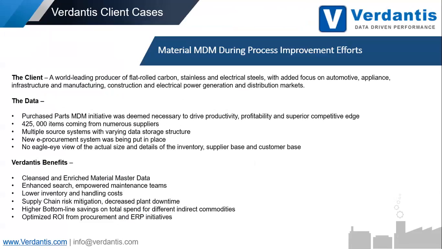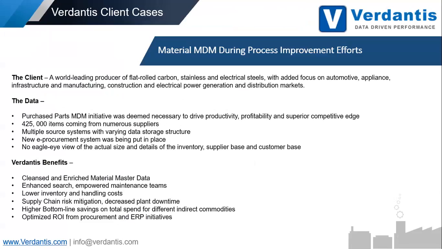From a legacy perspective, they had 425,000 legacy items in MRO from obviously numerous suppliers. These guys also had multiple source systems with varying data structures that had been created by different business units and by acquisition, so they had no consistency in their material data descriptions. And this purchase part initiative included the implementation of a new e-procurement system. And they wanted to get a consistent, clean material master using this e-procurement system.